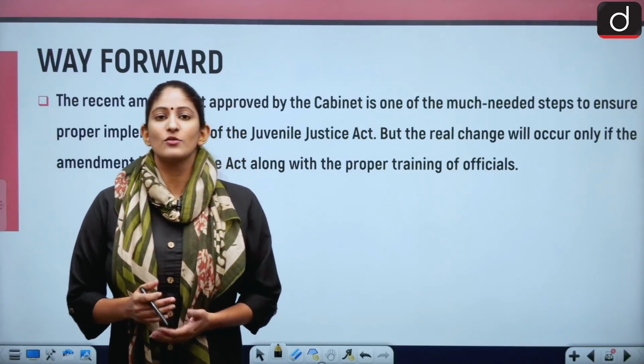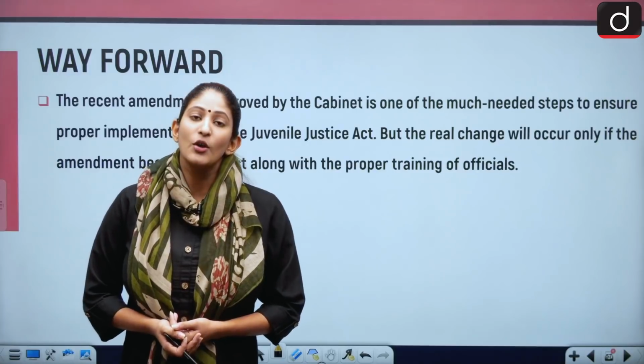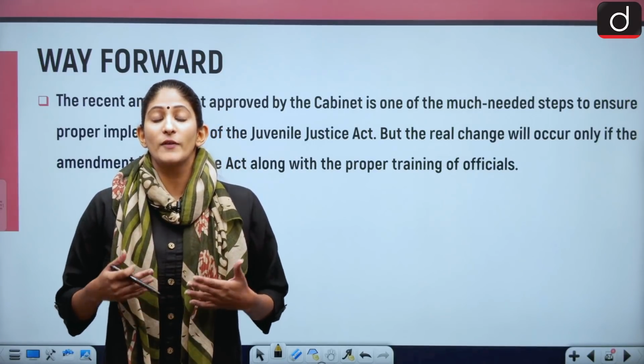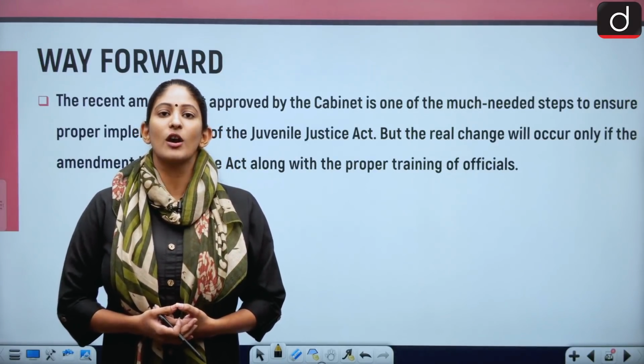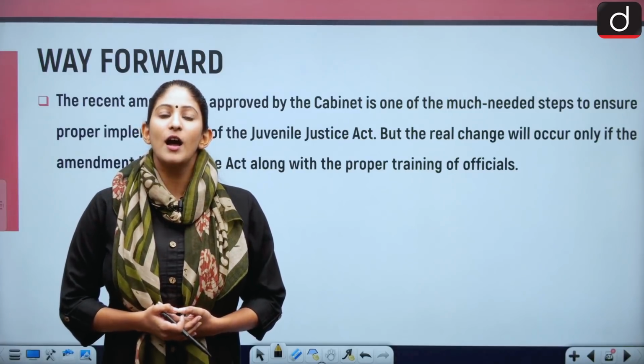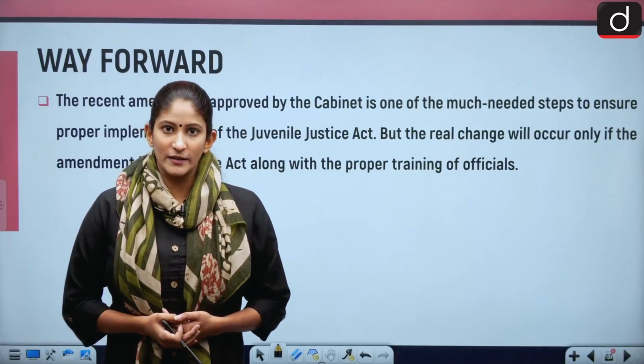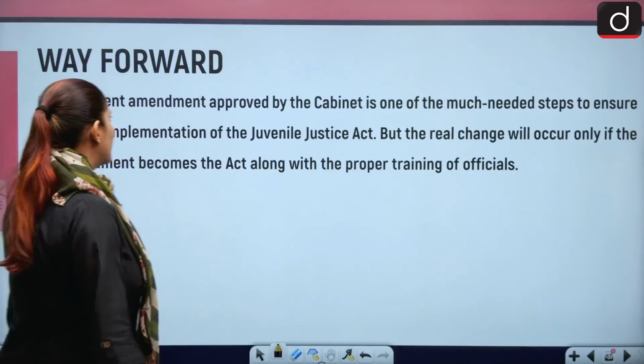Until and unless there is proper training, that is not possible. Also, to chalk out the plan, it is of utmost necessity that the DMs chalk out a proper plan and have quarterly reporting of that. Okay, so these were the way forward.